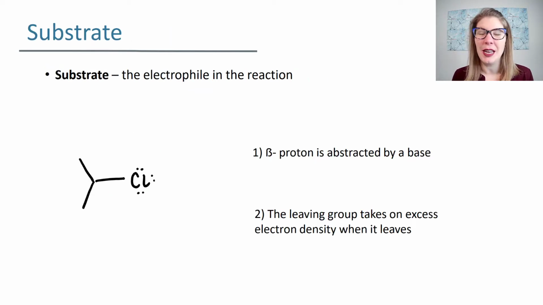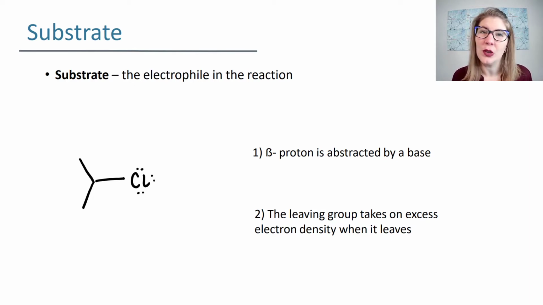When we're looking at the elimination reaction, we still have an electrophile, which is going to be our substrate, and that substrate has the leaving group attached. Your substrate is a little bit different than in SN1 and SN2 reactions because what's happening to the substrate is changing. Before, in substitution, you were substituting one group for another. Now in elimination, we're pulling off a proton. The proton that we're pulling off is called the beta proton. Let's figure out where the beta proton is.